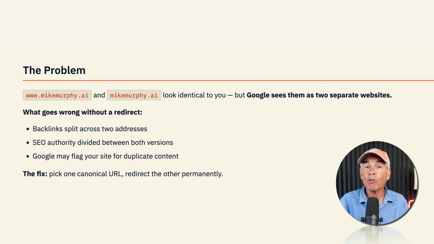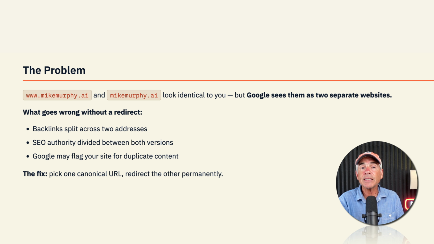Unless you set up a redirect, Google is going to treat them as two separate websites. Backlinks and SEO authority end up getting split across the www and the root domain addresses. And Google does not like this and can actually flag your website for serving duplicate content.